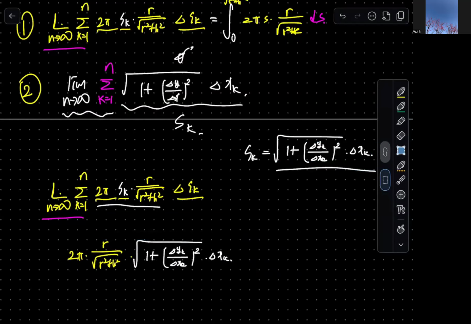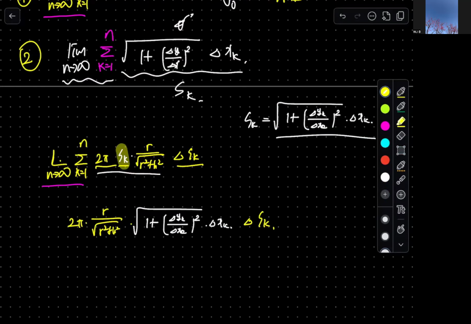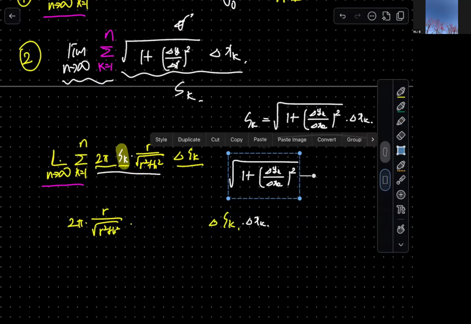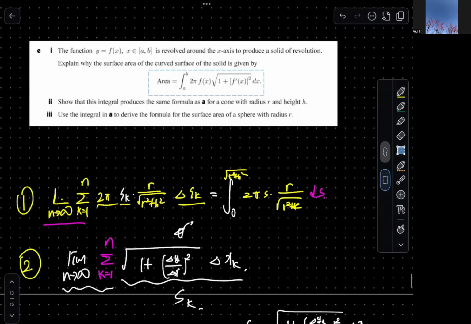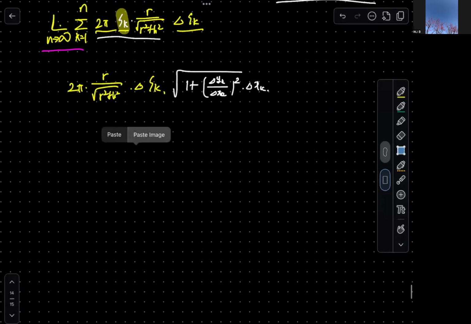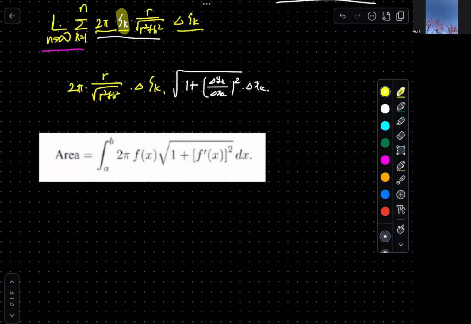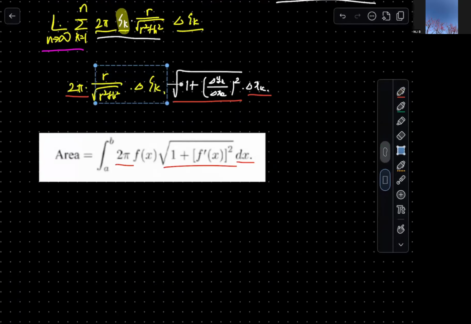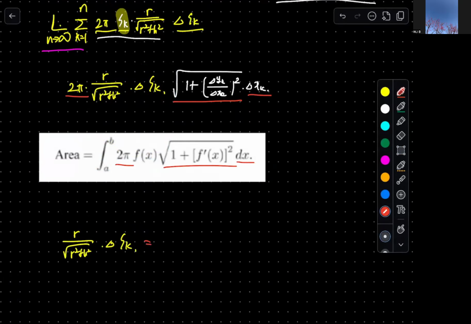Okay, but I also had the delta xk. So I only changed that. 2 pi r, root r squared plus h squared, sk, and then delta sk. I like delta xk, but I don't like delta sk. And if you go to the formula, these are the expressions that I need. So if I see the ones that are matching, I do have delta xk, which will become dx, no problem. I got this square root form, I got that, no problem. I got the 2 pi also. So what is left over is to show this is the same as the function of xk.